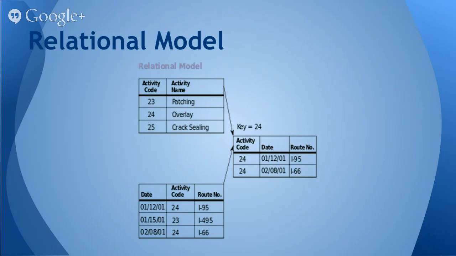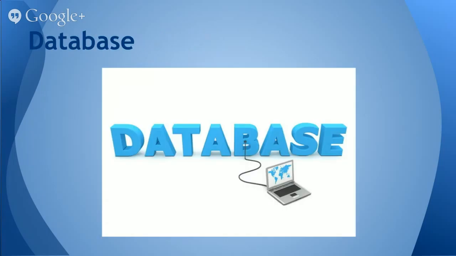And lastly, a relational model is a database model based on first-order predicate logic. Its core idea is to describe a database as a collection of predicates over a finite set of predicate variables, describing constraints on the possible values and combinations of values. Next, I will be talking to you about databases.